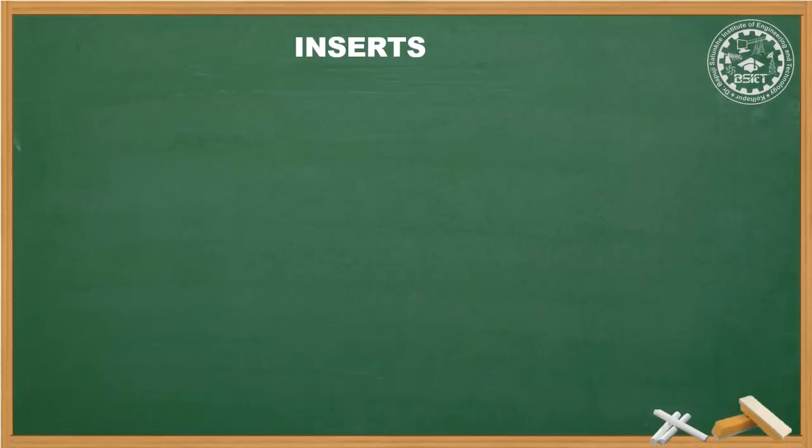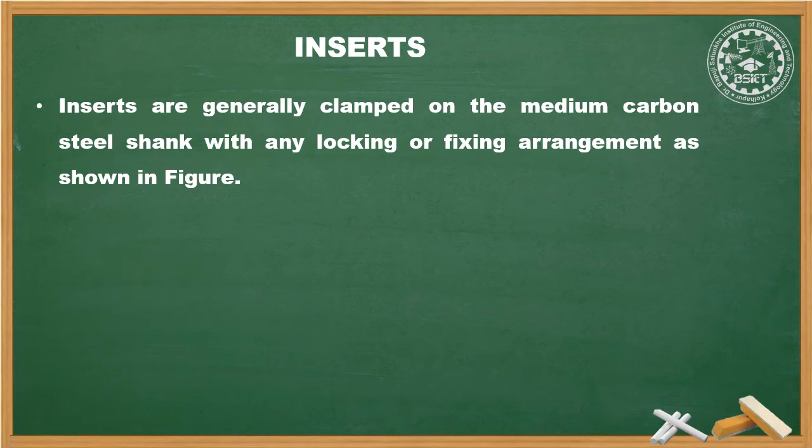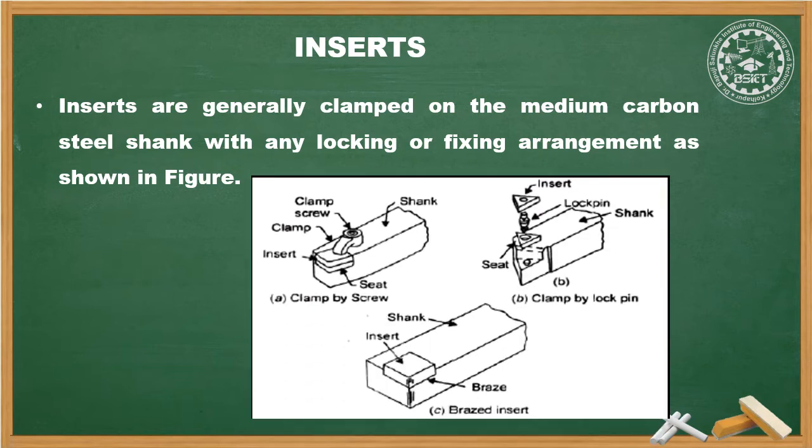Inserts are generally clamped on a medium carbon steel shank with a locking or fixing arrangement as shown in the figure below. Number 1 shows clamp by screw. In this, the clamping of the insert is done with the help of a clamp screw, which helps to position the insert in a proper way. Second is clamp by lock pin.